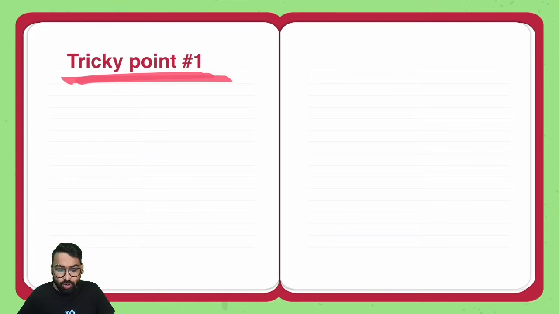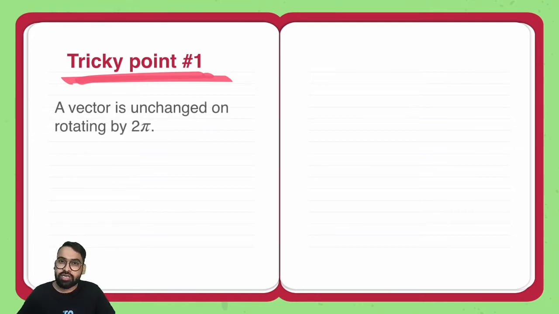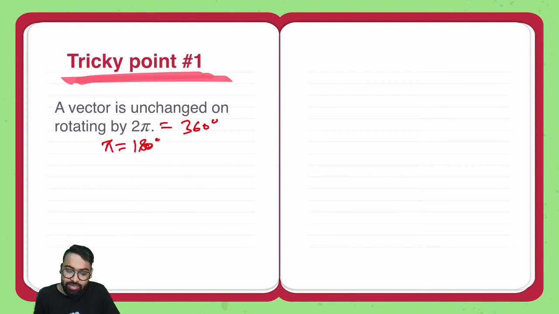Tricky point number 1 is that a vector is unchanged. It will not change if you rotate it by an angle of 2 pi. So if you rotate it 2 pi, what is 2 pi? 2 pi means 360 degree. Pi is 180 degree. Please remember, pi is 180 degree, and that is why 2 pi becomes 360 degree.